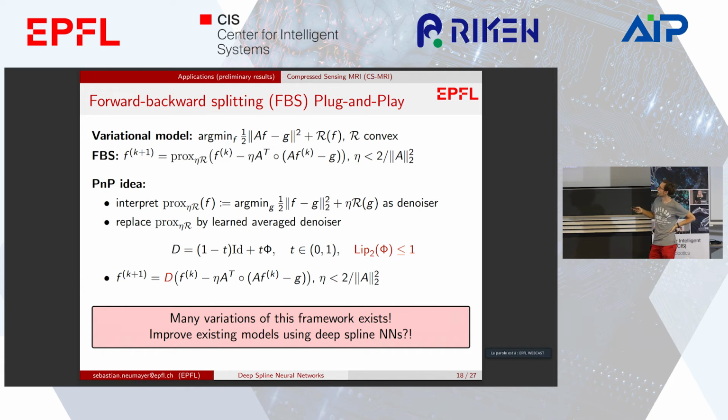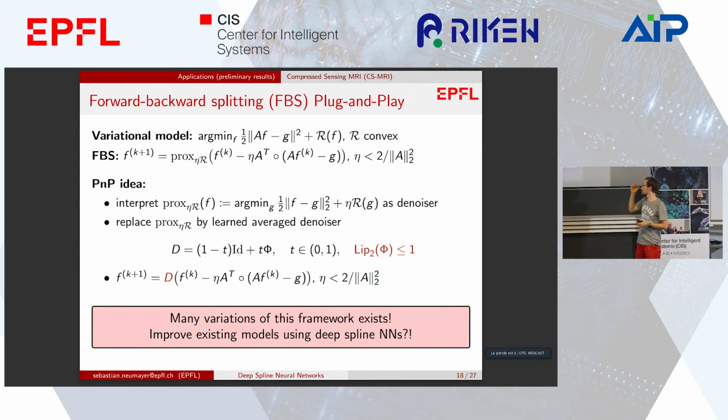If the step size of our gradient step is sufficiently small, we know that the method will converge. There exist many more variations of this framework. You could use ADMM, or many other convex optimization algorithms, instead of forward-backward. It's just to give an idea of how the method works.